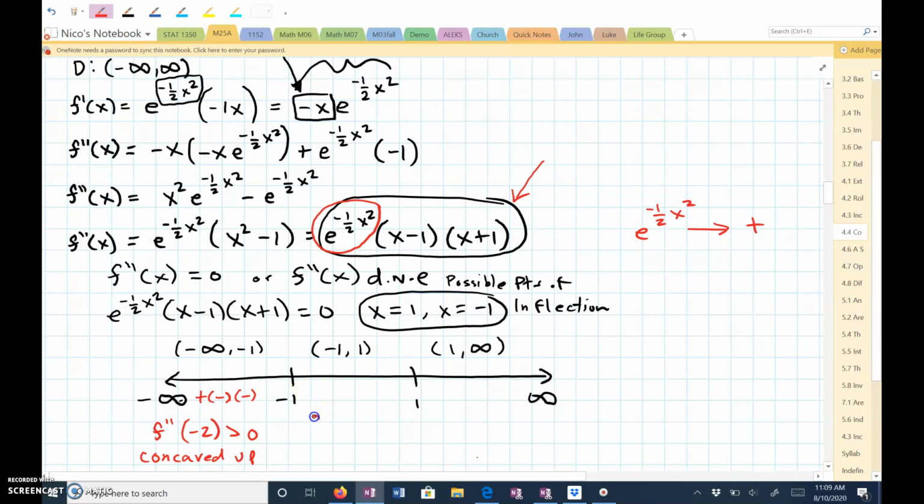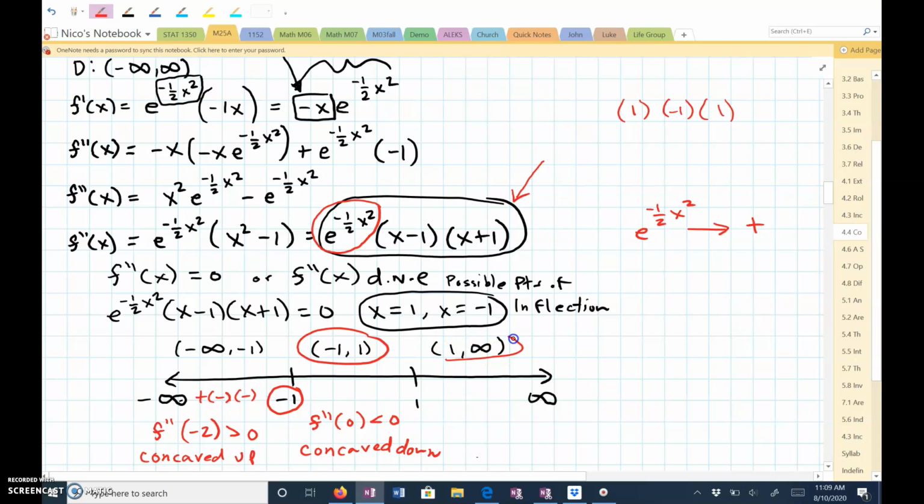Next, I'm going to try f double prime of 0 for this interval. Okay, that's going to be 1. So I'm going to have 1 times negative 1 times 1. That's going to be less than 0. So this is going to be concave down. I think this is going to be a point of inflection.